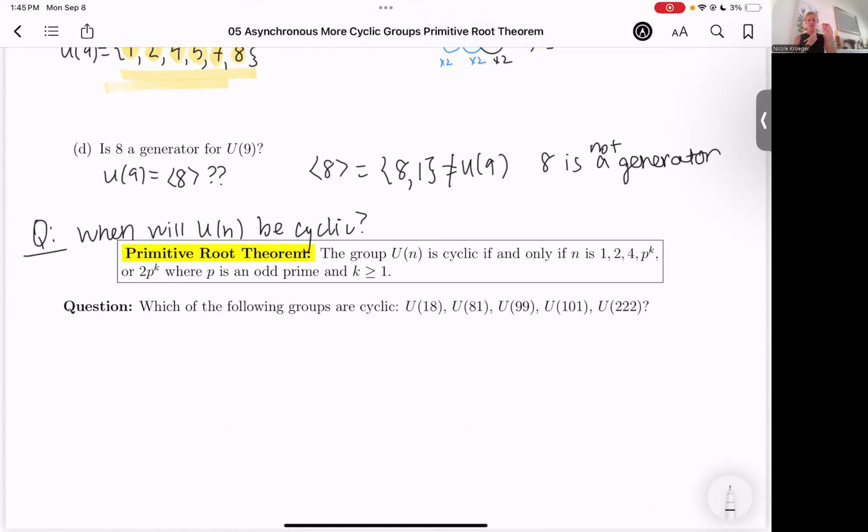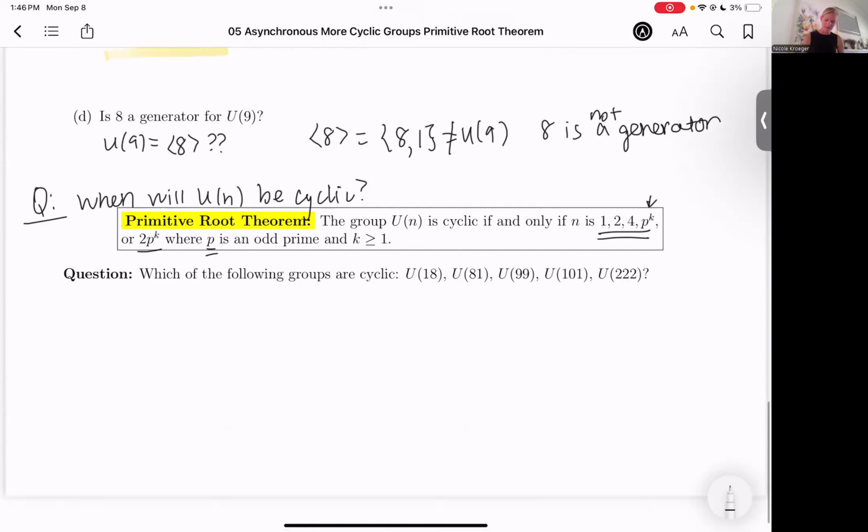So the primitive root theorem tells me that UN is cyclic if and only if n, the number inside, is of one of these forms. So if it's 1, if it's 2, if it's 4, or if it's a prime number to a power, or if it's 2 times a prime number to a power. P has to be an odd prime, so P is not 2, is really what this is saying. So let's look at a few examples and see how we apply the primitive root theorem.